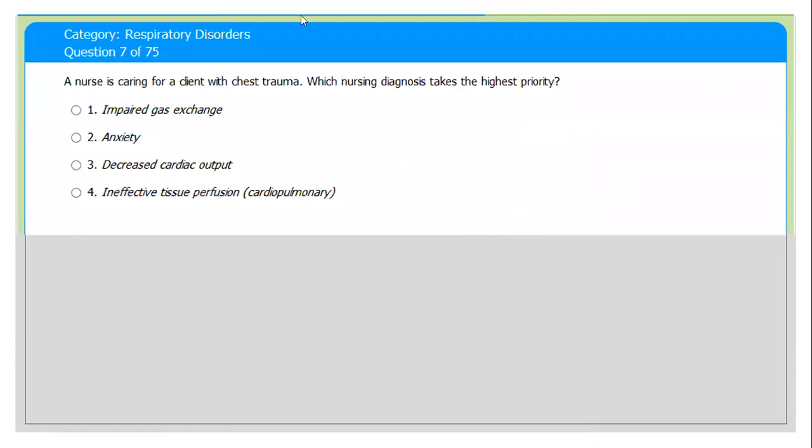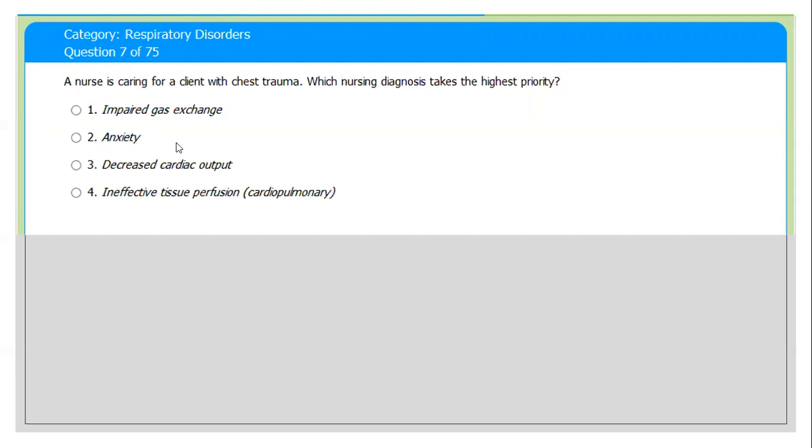Next question here. A nurse is caring for a client with a chest trauma. Which nursing diagnosis takes the highest priority? So the key point here is the chest trauma. Chest trauma can lead to severe, serious, and potentially life-threatening injuries. As a generality, chest trauma patients present with chest pain and shortness of breath, and it is life-threatening.